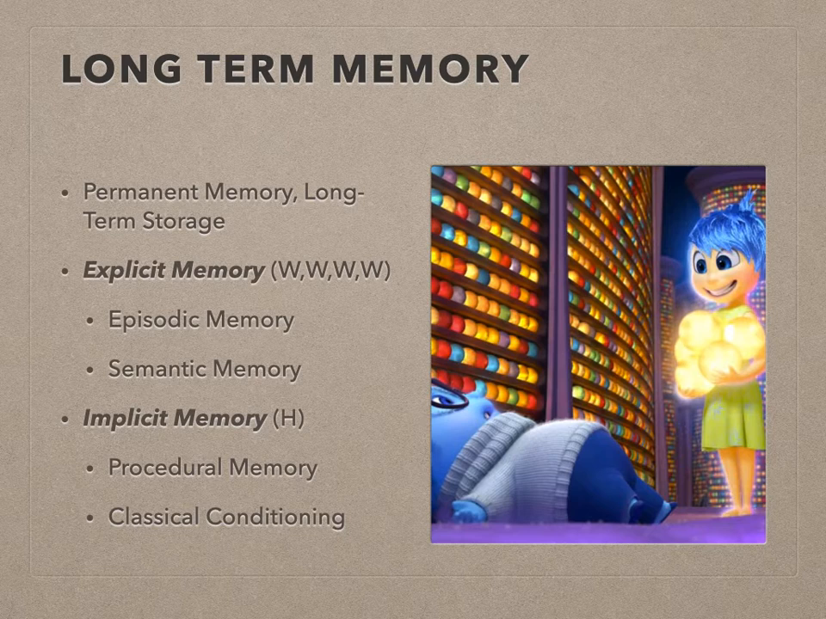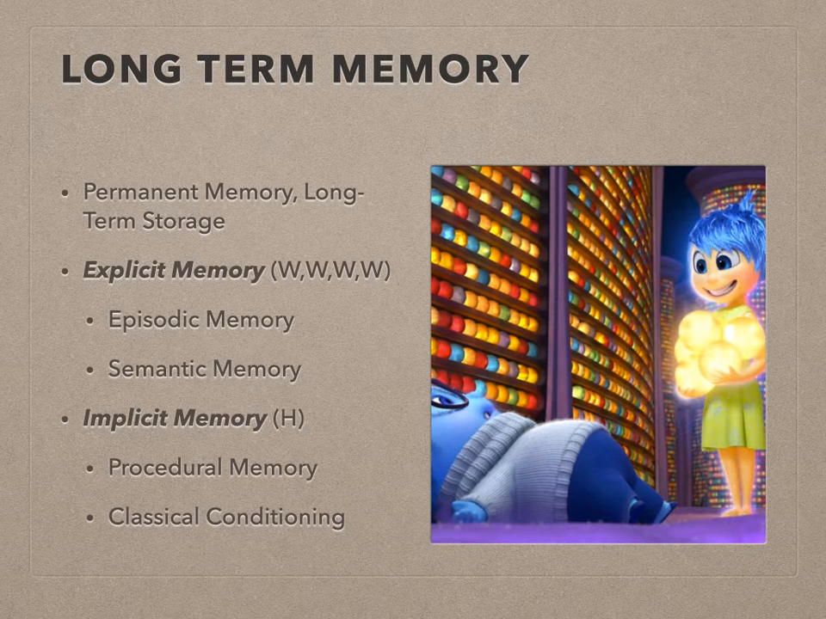Implicit memory is the how. And the how part of memory is how we do certain things. And so this could be cerebellum related, right, with muscle memory and the things that are there. But the idea of how we're going to do things step by step is then in our implicit memory.